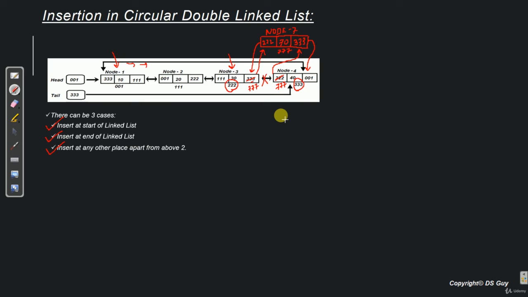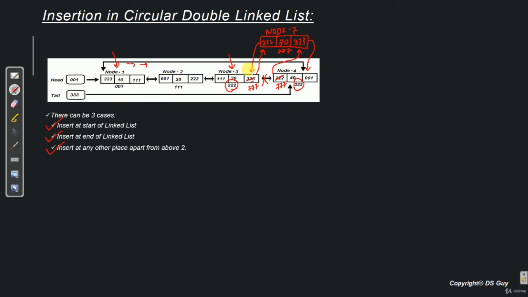Now let's quickly recap what we have done. We created a blank node called node 7 and inserted a value in it. Then we wanted to create a link between node 7 and node 3, and node 7 and node 4. But since we don't know the address of node 3, we have to start from the first node, keep traversing and stop at node 3. Now we know the address of node 3.